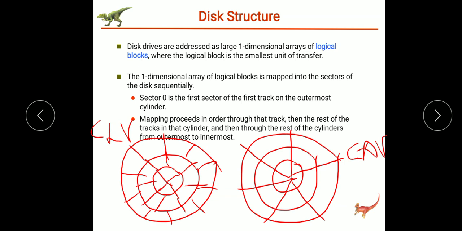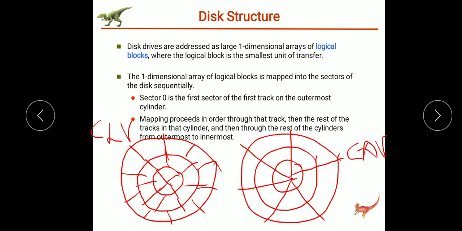In CLV, that is constant linear velocity, the density of bits per track is uniform. The density of bits per track is uniform in the sense that the sectors on each track will have the same length. You can see the innermost sector length is the same as that of the outermost sector length. Therefore, the information that can be stored on each sector will be uniform. But since we are maintaining the density, the number of sectors per track will change.